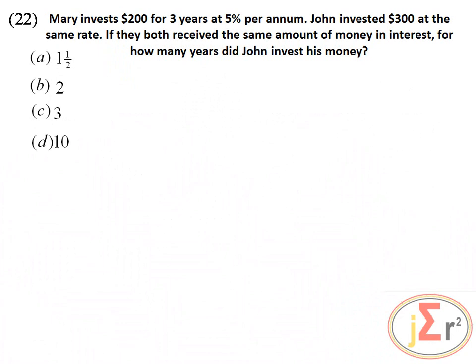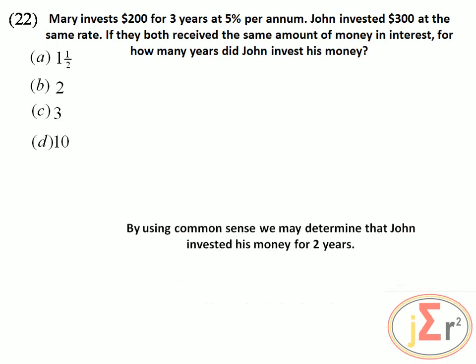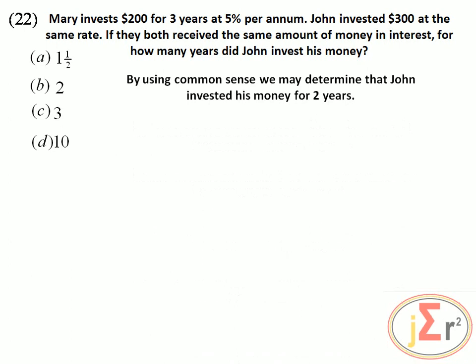Mary invests $200 for 3 years at 5% per annum. John invests $300 at the same rate. If they both receive the same amount of money in interest, for how many years did John invest his money? By using common sense, we may determine that John invested his money for 2 years. How is that so? There we have the answer determined already, just by using common sense.